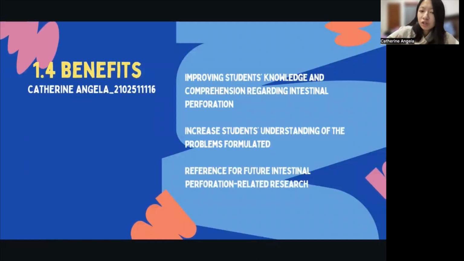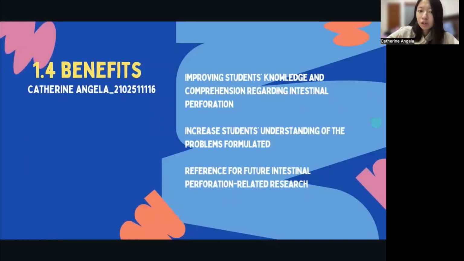Meanwhile, the benefits of this student project are to improve students' knowledge and comprehension regarding intestinal perforations and to serve as a reference for future intestinal perforation-related research.